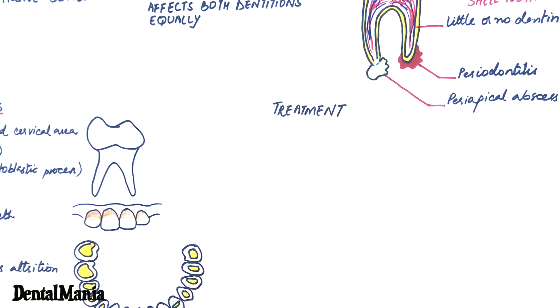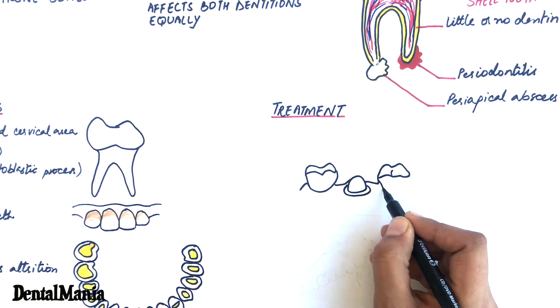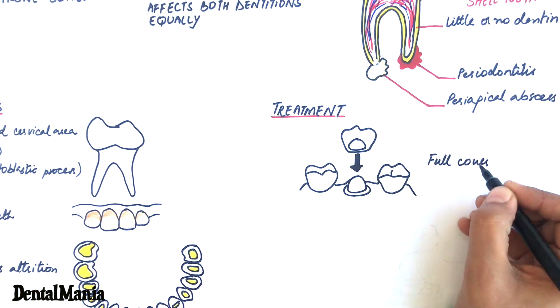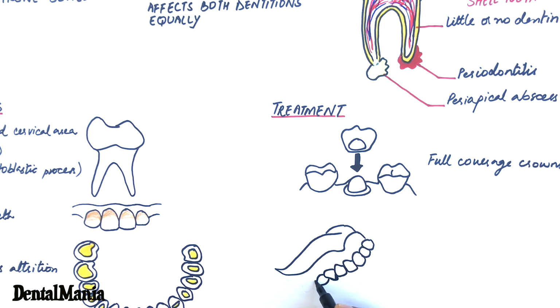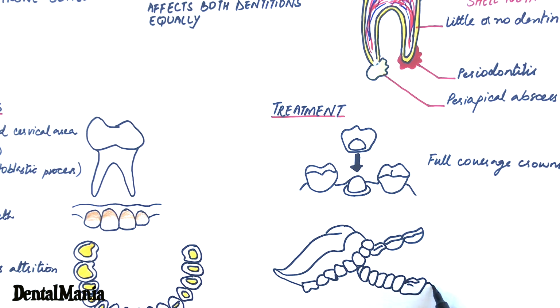The treatment of teeth with close to normal-shaped crowns and roots can be done with full coverage crowns, or with complete dentures for severely affected teeth.